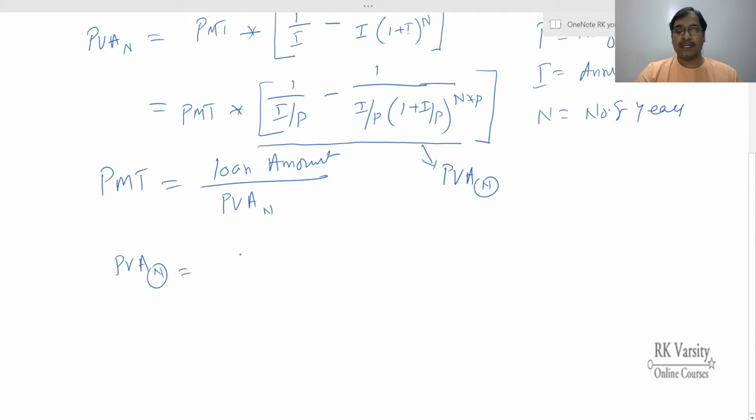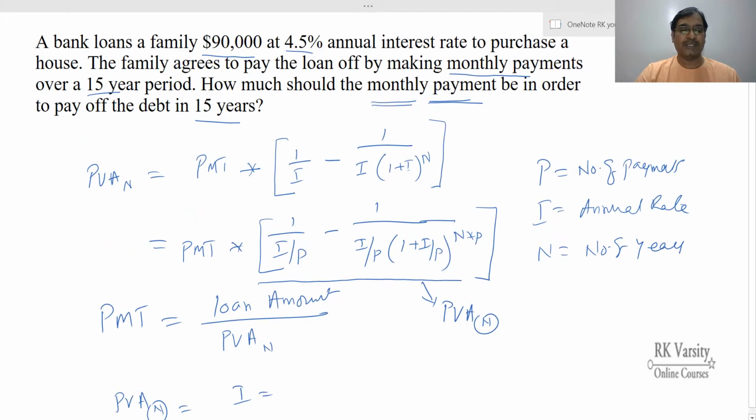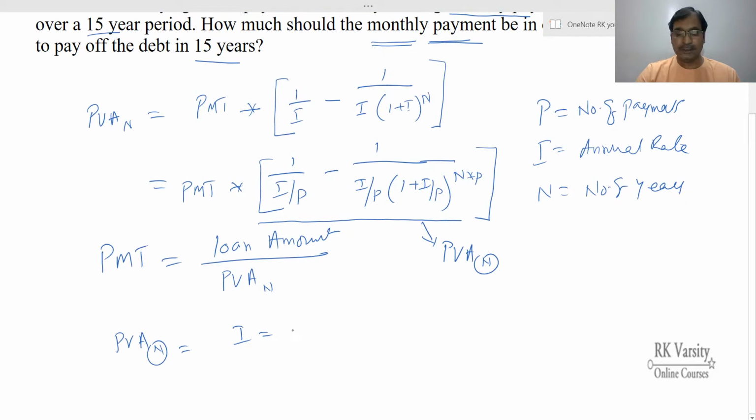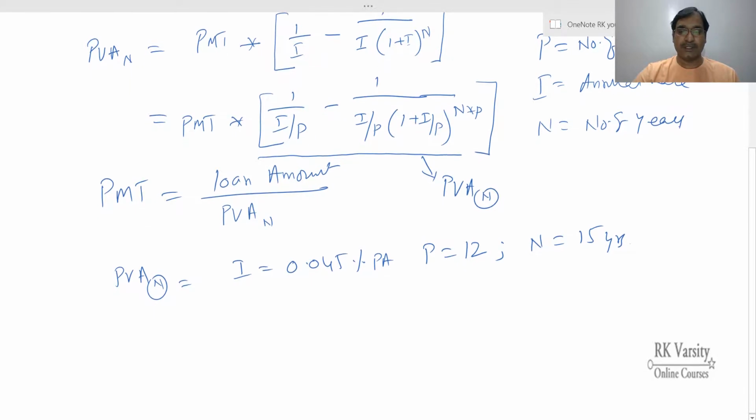First, in our case, the interest rate I is 4.5%, that is 0.045 per annum. The number of periods, P, equals 12, that means they are making a monthly payment, that is 12 months. Then n, the number of years, is 15 years. So we'll substitute this in our equation.